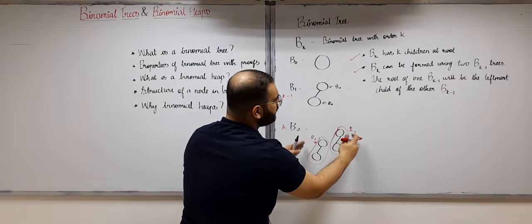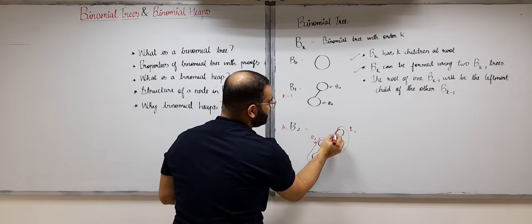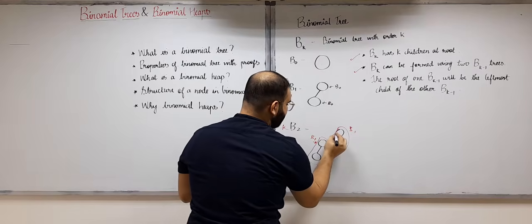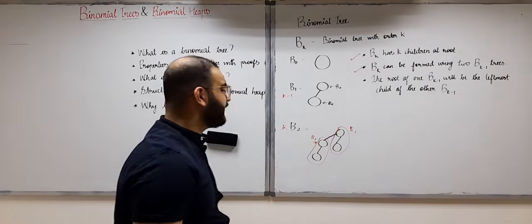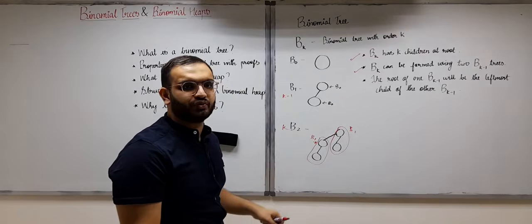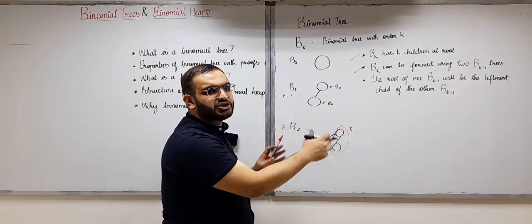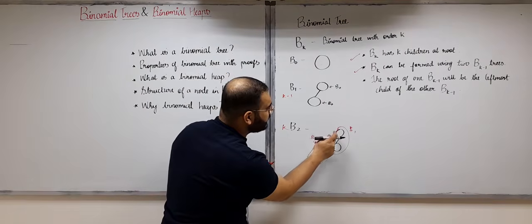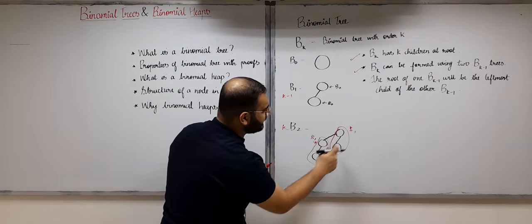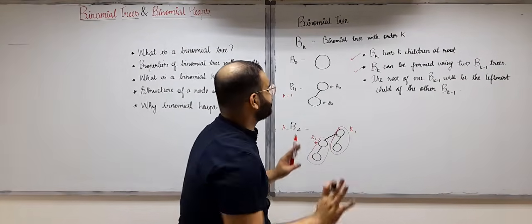This is my other B1. So that means that this B1 should be the leftmost child of this B1, okay? So this is my B2, or my binomial tree with order 2. By order 2, I mean that the root of this binomial tree should have 2 children. Does it have 2 children? Yes. One leftmost child is this other B1, and yes, it has 2 children. Okay, so this is my B2.